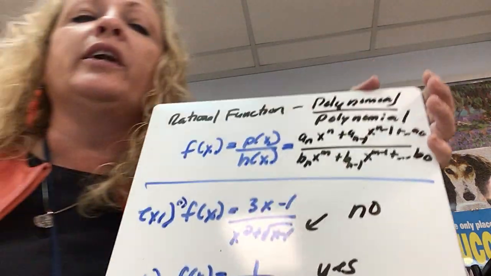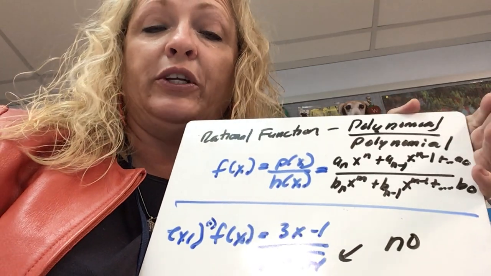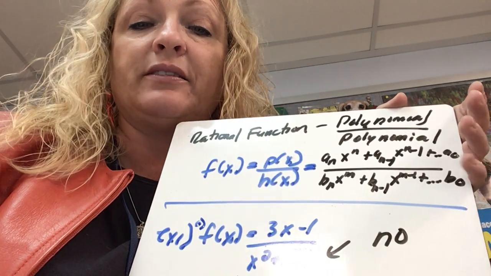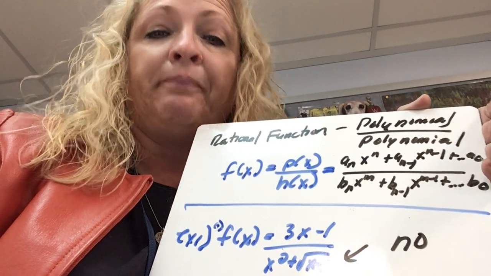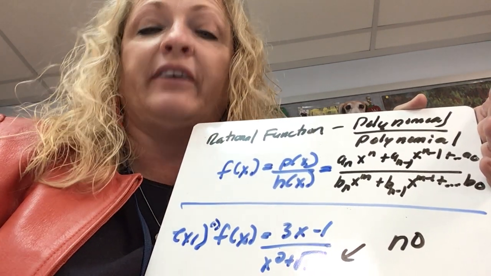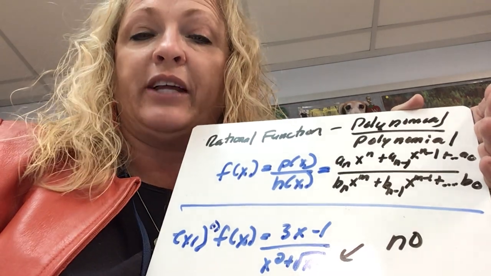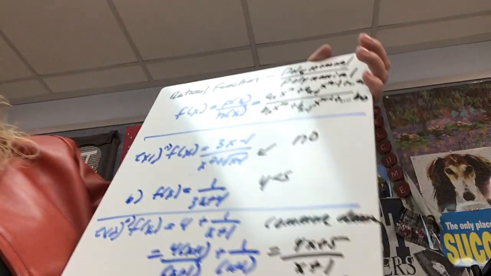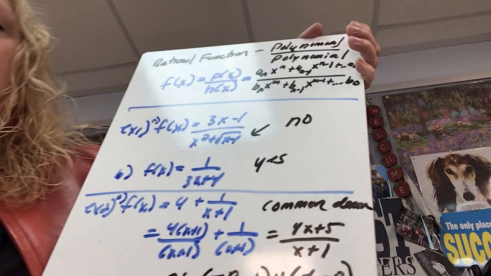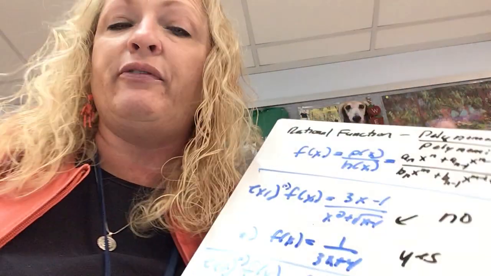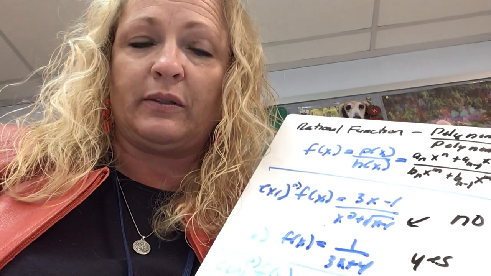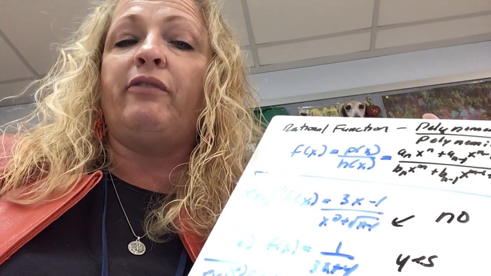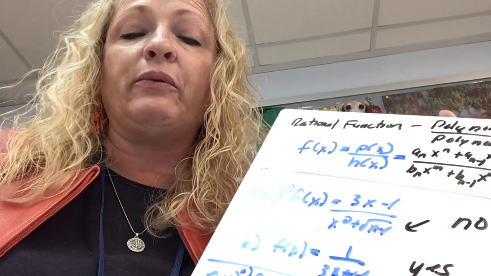The main reason we do this unit is because rational functions have asymptotes, horizontal and vertical asymptotes. And asymptotes help us develop the idea of limits, which is a foundation for calculus. So the first question asks, are these polynomials or not? Because if a function is not a rational function, the patterns that we see with asymptotes do not apply.